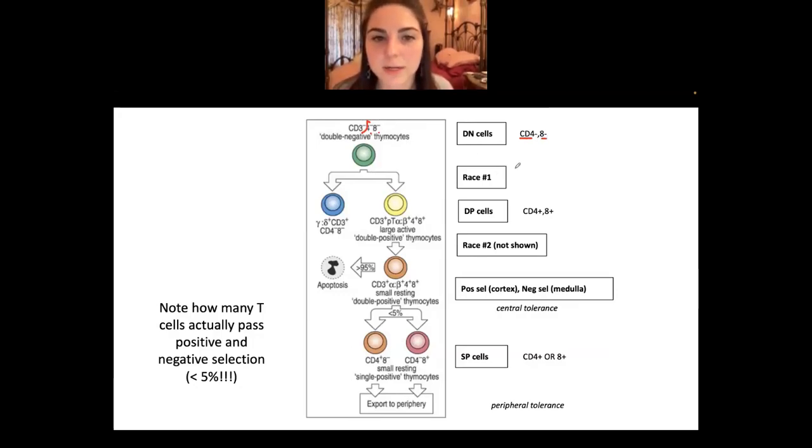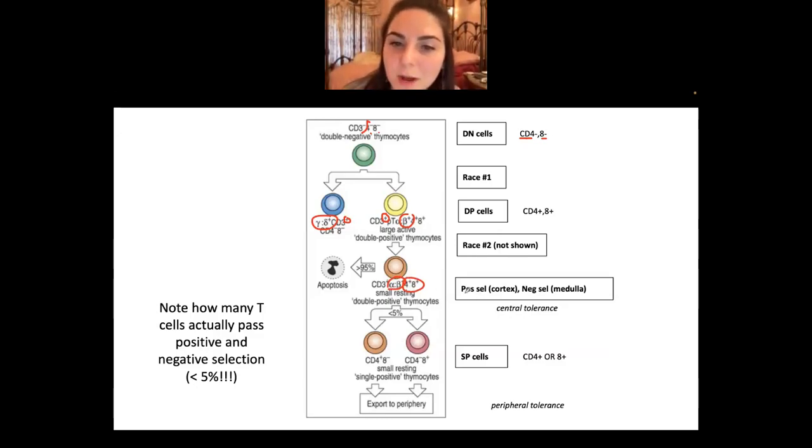From here, we have race 1. And remember, this is where it picks up the CD3 positive marker, so that tells it it's a T cell. In race 1, the beta chain can rearrange or the gamma delta chain can rearrange. From here, there's race 2, not shown. But at the end of that, we have alpha and beta positive. It's the trigger to switch over to CD4 and CD8, double positivity.